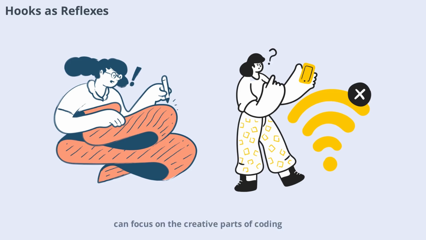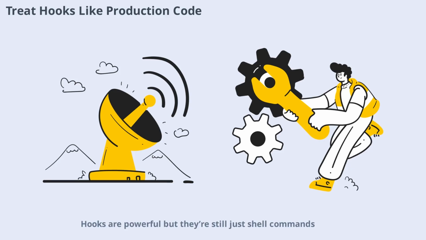Hooks are powerful, but they're still just shell commands. Treat them with the same care as your production code. Test them, monitor them, and keep them up to date. Well-maintained hooks can save you hours of frustration, but neglected ones can cause confusion or slowdowns. Make automation a first-class part of your development process.